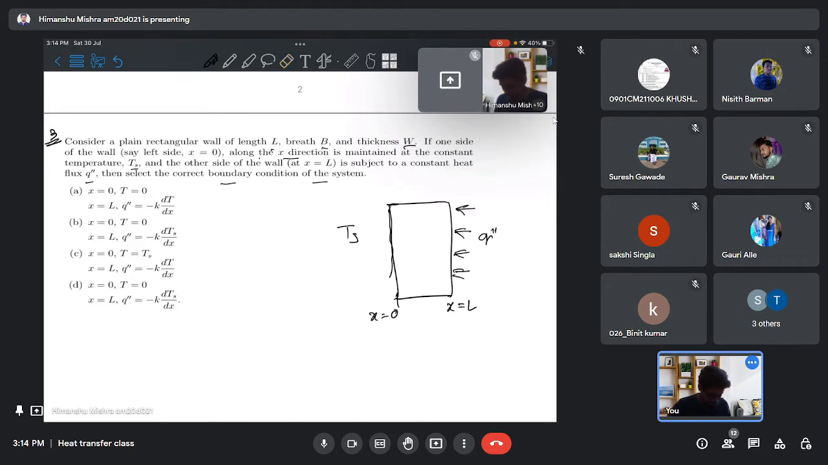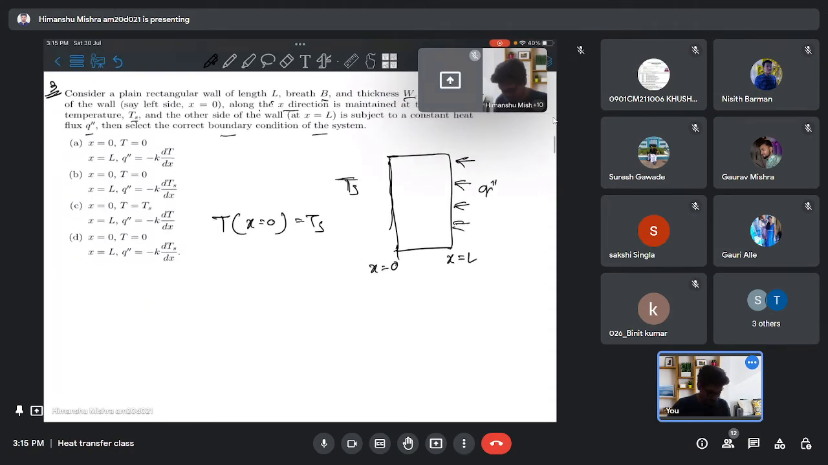From the left hand side we know that we can define the fixed temperature. So the boundary condition is straightforward: T at x equal to 0 will be Ts, whereas at the right hand side we have a constant heat flux. So we can define the boundary condition as constant heat flux at x equal to L, and this heat flux can be given by Fourier's law, which is dou T by dou x.